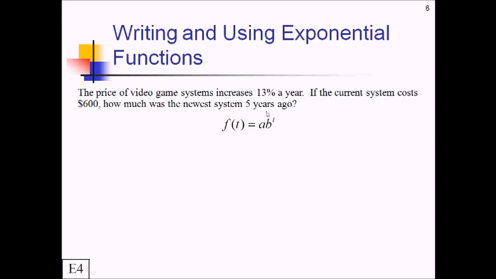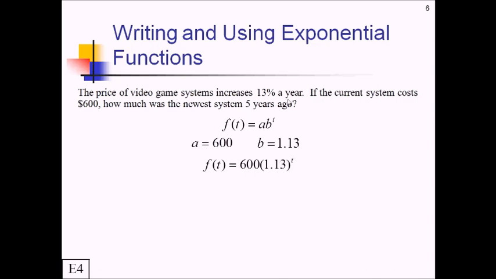So we've got a b to the t, and we know this is an exponential problem because we've got this percentage increase every year. So we should be thinking in the back of our heads, this means I'm going to have to multiply by something every single year to deal with these percentages. So that's how we know it's an exponential function, is that repeated multiplication. So a value, the current system is $600. b value, we have a system that's increasing 13% a year, so that'll be 1.13. So here's our overall function, 600 times 1.13 to the t power.